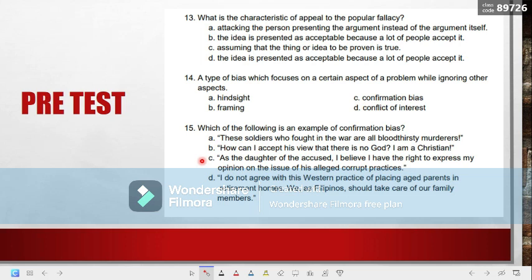C. As the daughter of the accused, I believe I have the right to express my opinion on the issue of his alleged corrupt practices. D. I do not agree with this Western practice of placing aged parents in retirement homes. We as Filipinos should take care of our family members.